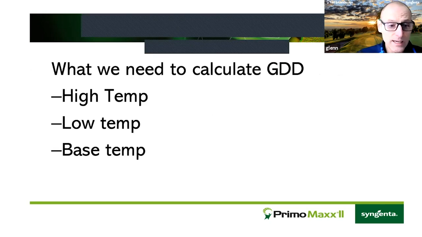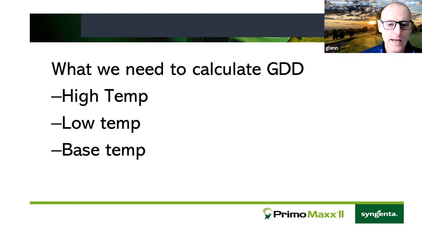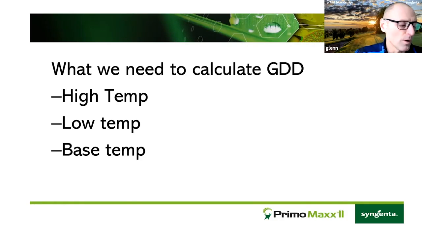Well, traditionally, we used to take a high temperature and a low temperature for the day, and then we needed a base temperature. As time has gone on, what used to happen was we would have our thermometer in our greenkeeping facilities somewhere that would register a high temperature and a low temperature, and then we would plug those numbers into a spreadsheet and it would generate a base temperature.